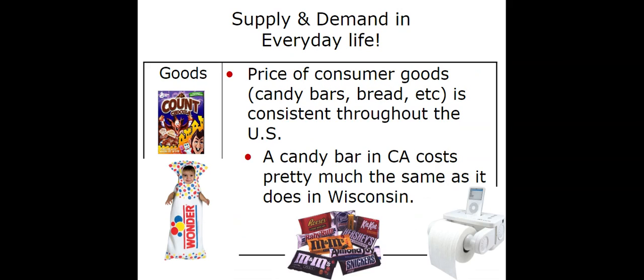So we're going to look at some examples of just supply and demand in everyday life. So with goods, we have the price of consumer goods like candy bars and bread, and it's consistent throughout the United States. A candy bar in California tends to cost about the same as it would in the state of Wisconsin. It's kind of that neutral, it's not going to change much.